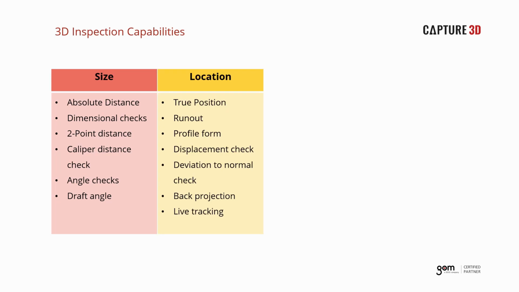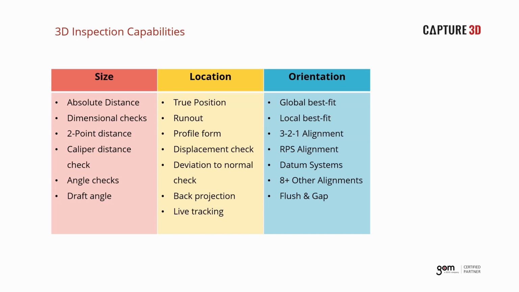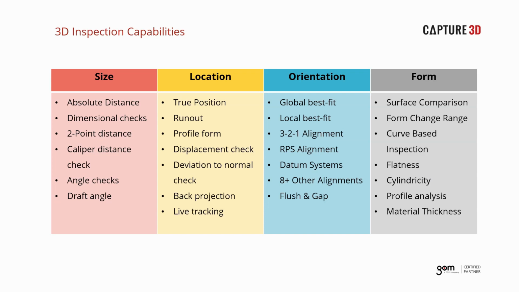When referring to location, all GD&T callouts are possible, like true position, run out, displacement. Maybe you want to see how a particular orientation to CAD influences your part. You can align it globally, you can pick a local region to align, or any of your other traditional alignment methods. Last, form callouts are great for scanners because you can use the full field capability to really project a surface comparison to CAD, or maybe a form change based off of a range of a controlled surface. You can do curve-based inspection, look at flatness, cylindricity, and then profile analysis.